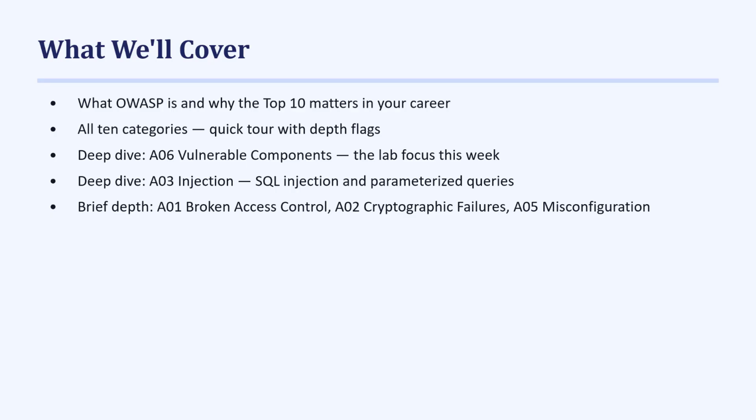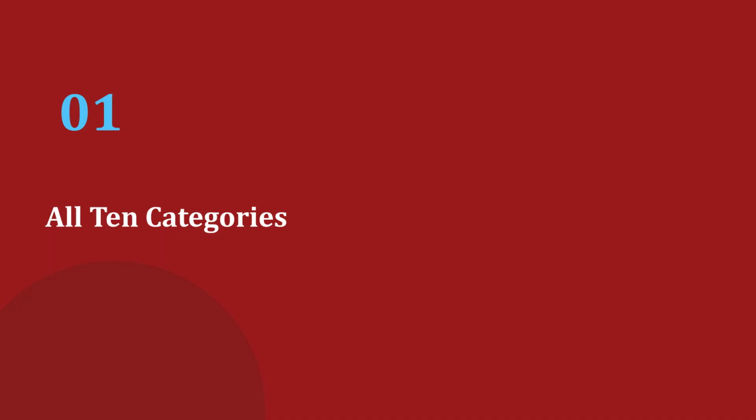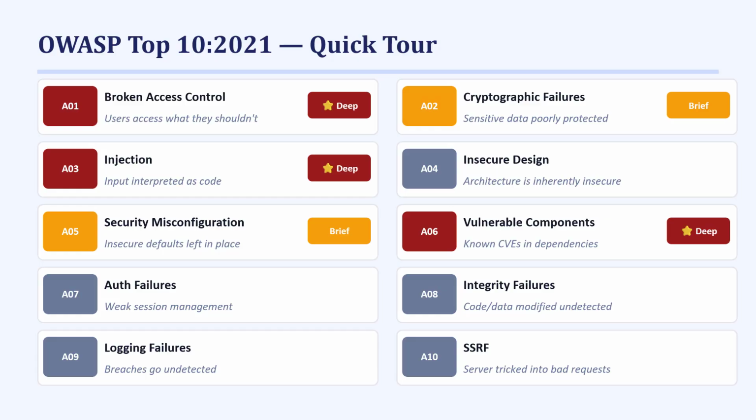So let's get started by hopping into the 10 categories of the OWASP. And first, what is the OWASP? Well, OWASP stands for the Open Web Application Security Project. And the OWASP Top 10 is a standard awareness document for web application security risks. It is published by the Open Web Application Security Project, and it is updated periodically. The current version is 2021.